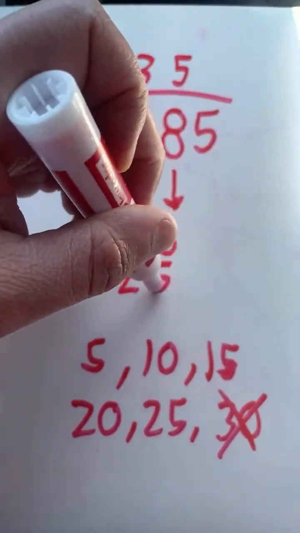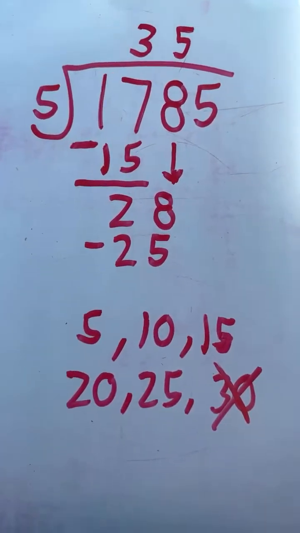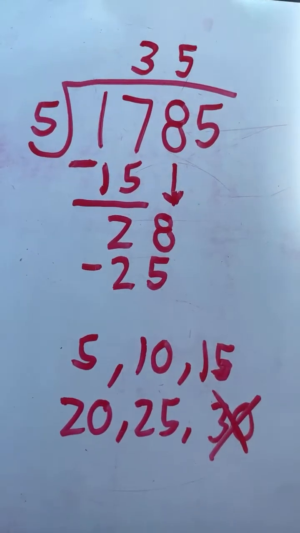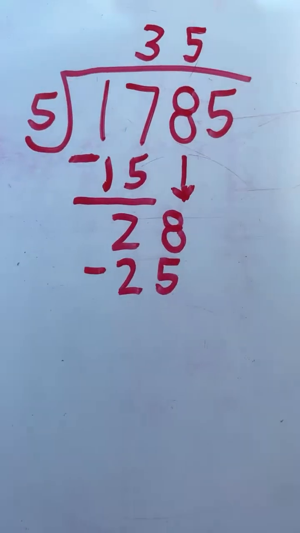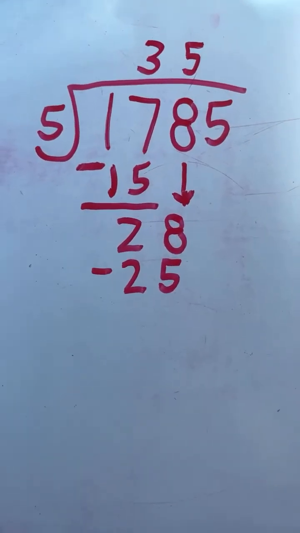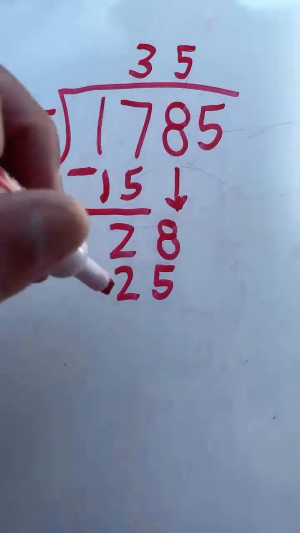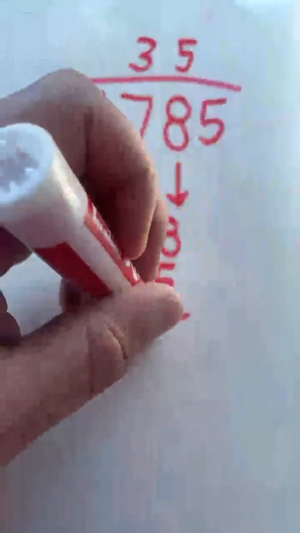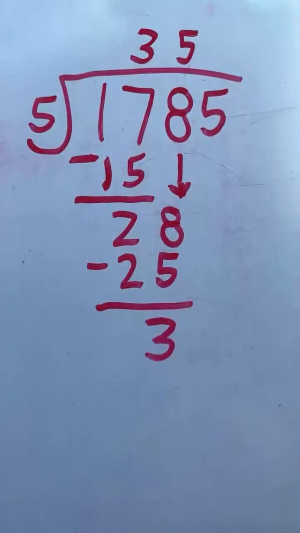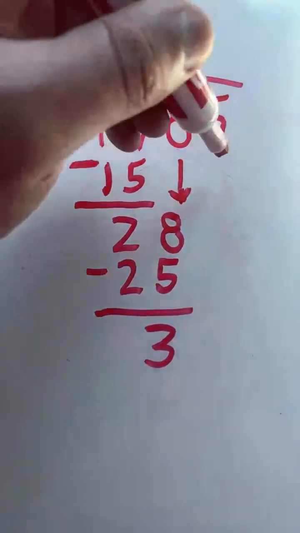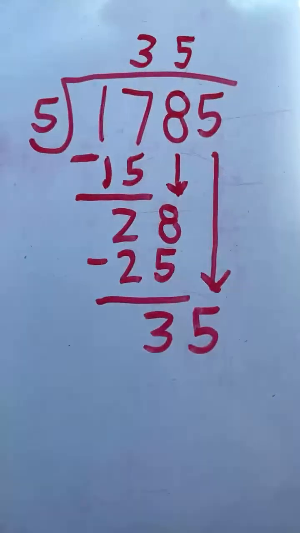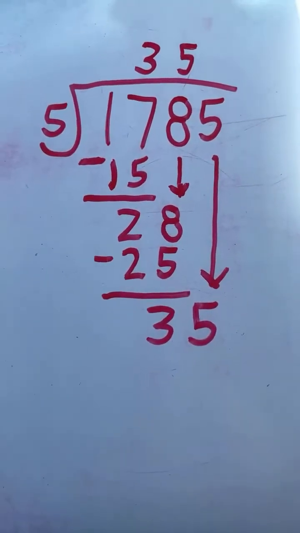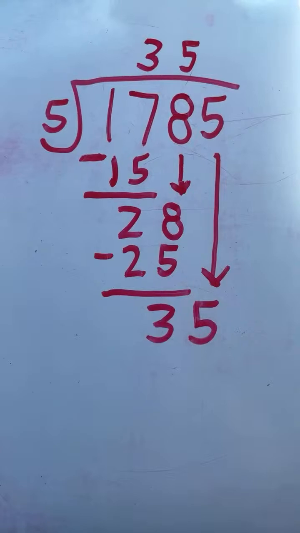So 25 was as close as I could get to 28 without going over, so we have to subtract 25 from 28 and figure out our remainder. 28 minus 25 equals 3. Next step, we have to bring down the final number. We're going to bring down that 5, and that 3 is going to become a 35. So now we have to do 35 divided by 5.